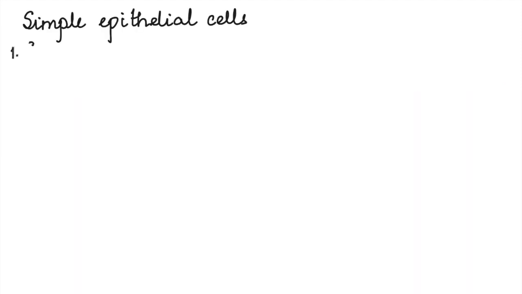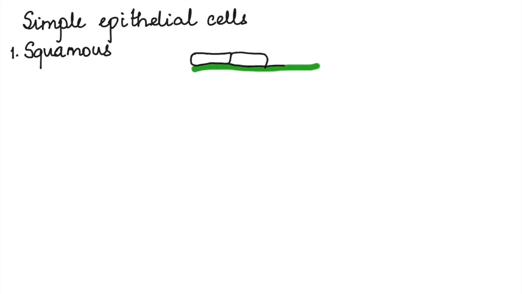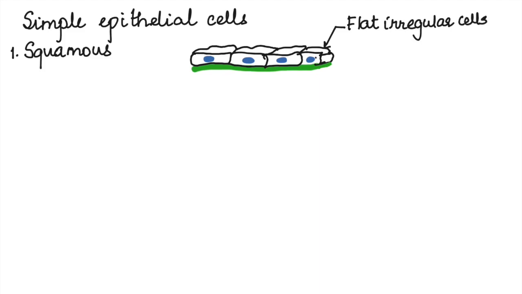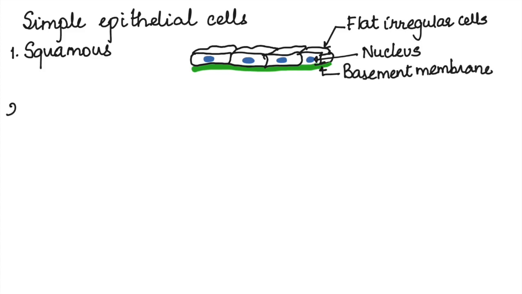Let us now see how to draw these cells. The epithelial cells are placed on a membrane which is made up of extracellular matrix and collagen fibers. So we first draw a thick line representing the membrane and then draw the cells on them. The squamous epithelial cells are flat and irregular cells. This type of epithelium is normally seen in the outer layer of the skin, in the nasal cavity, and in the alveoli where exchange of gases can happen. The membrane is called the basement membrane.